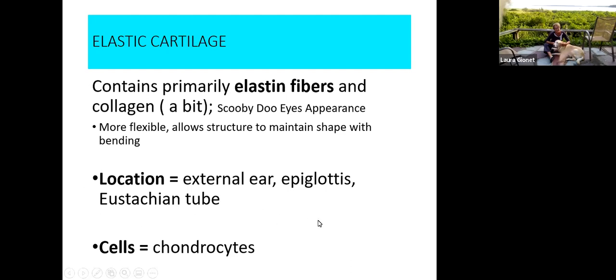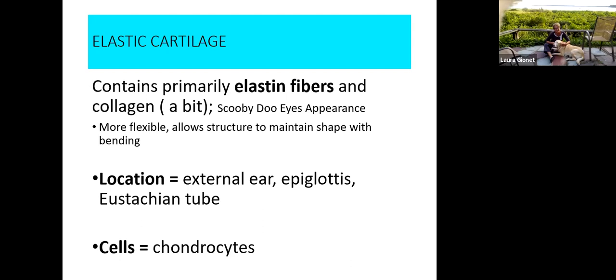Locations are ear, epiglottis, and eustachian tube, or more specifically, external ear. The epiglottis is the flap of cartilage tissue in your throat, in your larynx, which holds your voice box or your vocal cords. And that flap of elastic cartilage closes off that airway entrance when you're swallowing food, so food doesn't go into your airway. And the eustachian tube, we'll see again when we look at the special senses models of the ear.